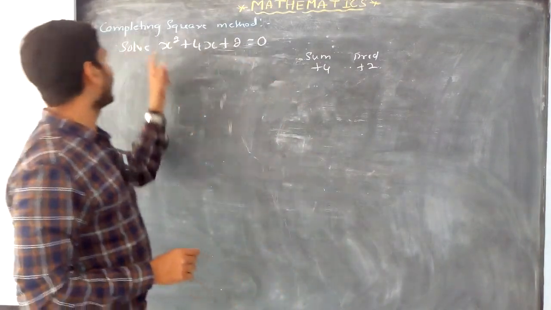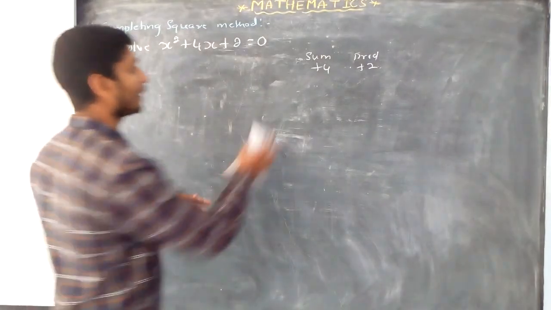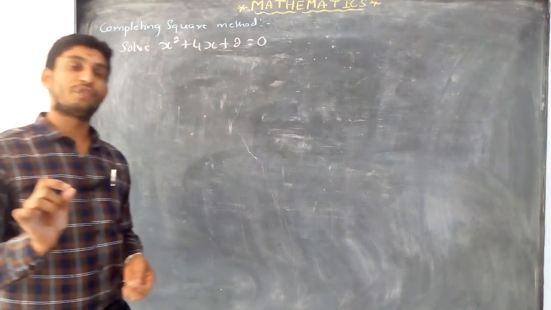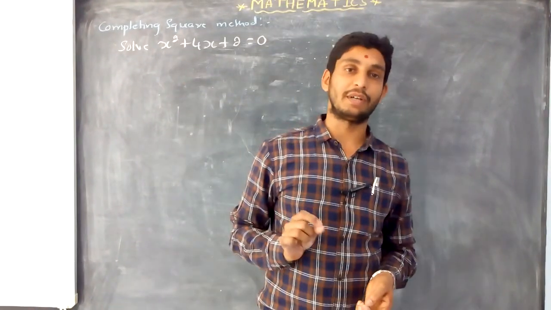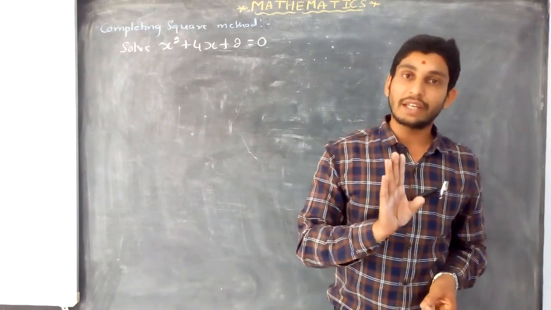Thereafter, we will go for completing square method. You have to go for, yes, you have to go for which method? Completing square method. Yes, before going for completing square method, you have to study some rules.